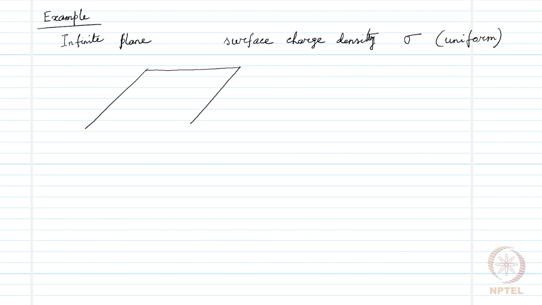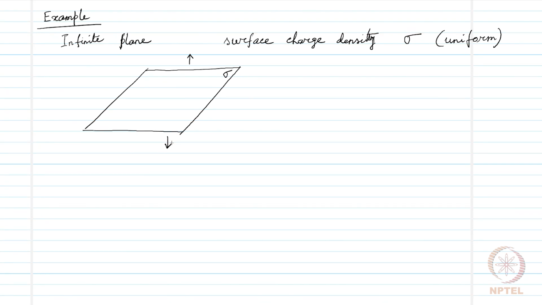So, this is our plane which extends to infinity in all directions, and there is a surface charge sigma that is uniform on this plane extending to infinity. So, if sigma is positive, we will have the electric field above this plane pointing upwards and below this plane pointing downwards. Electric field will be pointing away from the positive charge density.